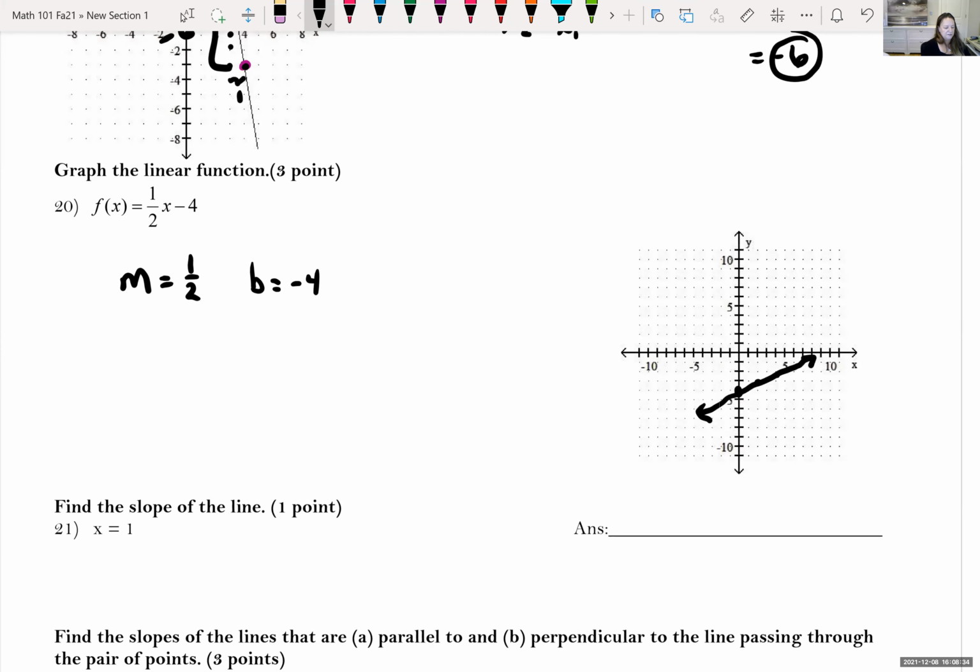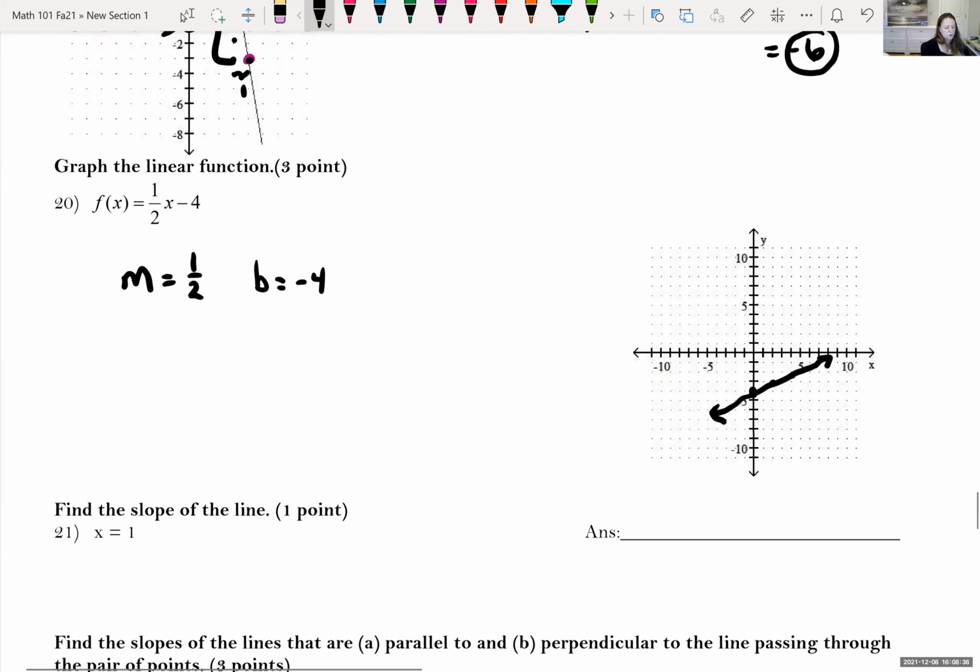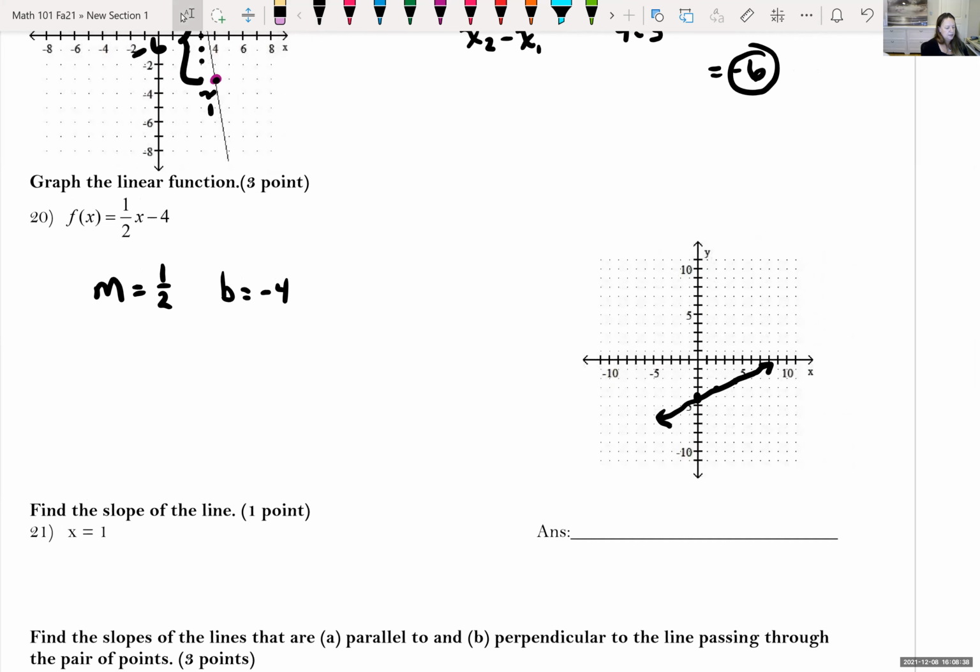Next one wants you to find the slope of x equals 1. Any ideas? What does x equals 1 look like? What type of a line? It's a vertical line. Does that one have a slope or is that one undefined? Undefined. Yep, so this is undefined.